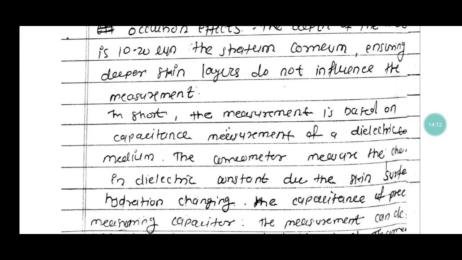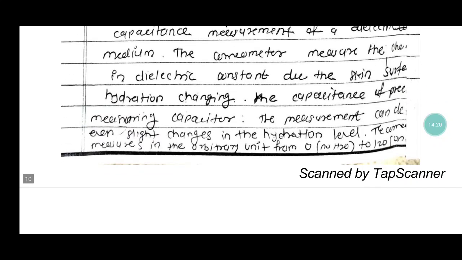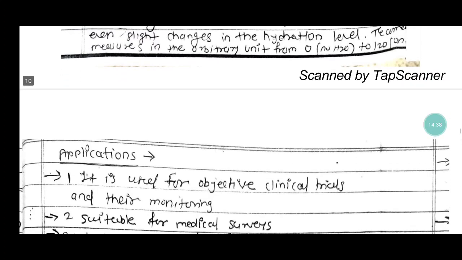So the corneometer measures the change in the dielectric constant due to the skin surface hydration changing, and the capacitance of the precision measuring capacitor. So the measurement can detect even slight changes in the hydration level. The results are given in an arbitrary unit from 0, no water, to 120, full of water.